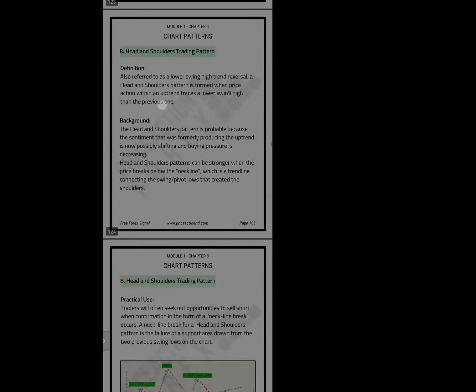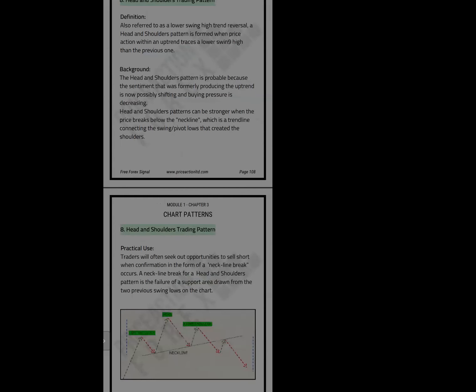And the head and shoulder is confirmed after the breakout of the neckline. If the neckline is not broken yet, it's never a head and shoulder. I also say that head and shoulder patterns can be stronger when the price breaks below the neckline. This is what I told you. It becomes stronger when the price breaks below the neckline, which means if you trade after it breaks the neckline, you have a high probability of winning.